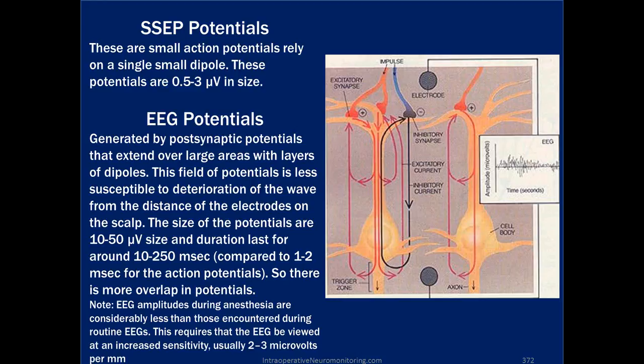Please note that EEG amplitudes during anesthesia are considerably less than those encountered during routine EEGs. This requires that the EEG be viewed at an increased sensitivity, usually 2 to 3 microvolts per millimeter.